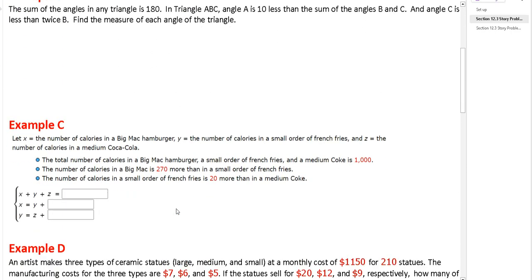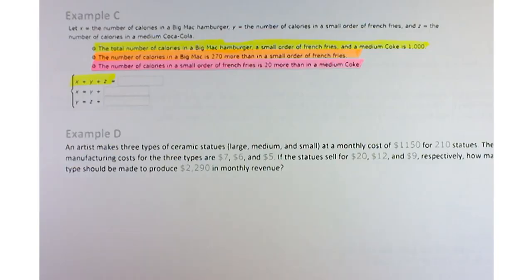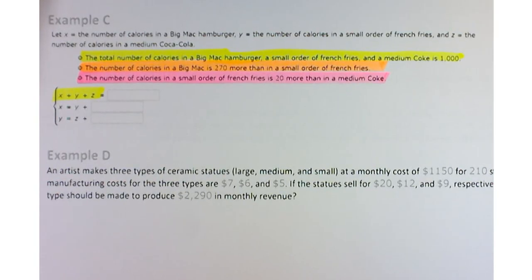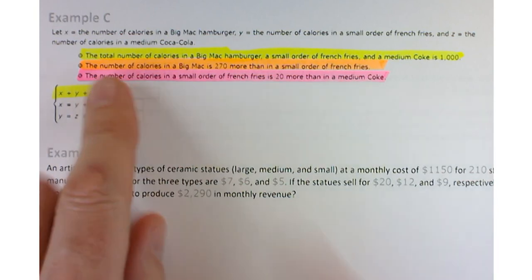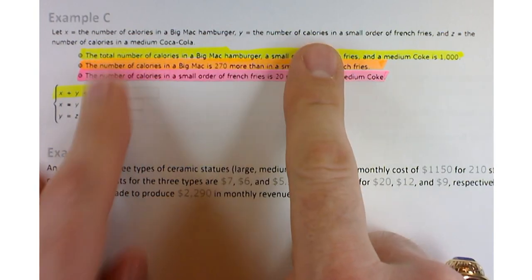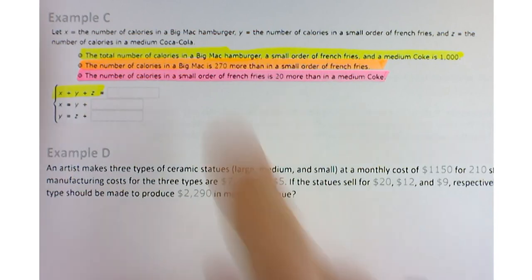And to get started, I want to go down to this one because it's a nice way to ease into solving these types of systems of equations, or at least setting them up, because they've done some of the work here for you. And I've done a little bit more for you here by color coding things. Now, it's not a bad idea to write down what each of your variables represent. So in this case, X is the number of calories in a Big Mac, Y is the number of calories in a small order of fries, and Z is the number of calories in a medium Coke.